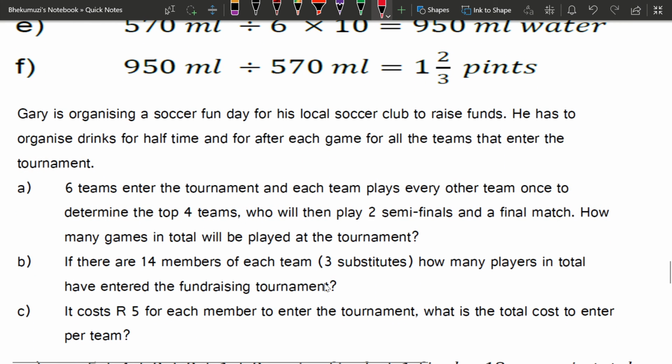And then the last question talks about Gary. It says Gary is organizing a soccer fan day for his local soccer club to raise funds. He has to organize drinks for halftime and for after each game for all the teams that enter the tournament, right? And then A, it says 6 teams enter the tournament, and each team plays every other team once to determine the top 4 teams, who will then play 2 semifinals and a final match. How many games in total will be played at the tournament? If there are 14 members of each team, how many players are there in total, and the last question, right?